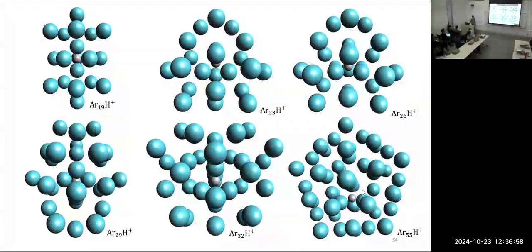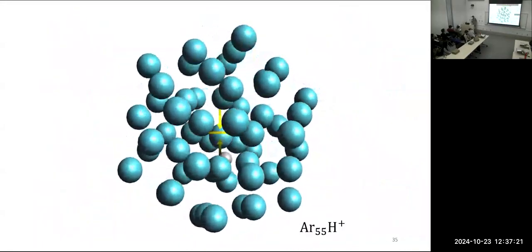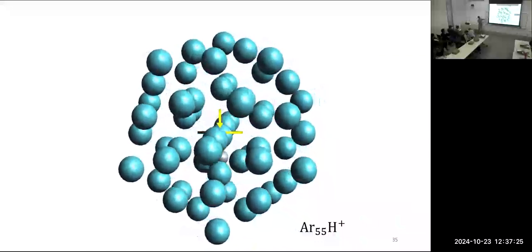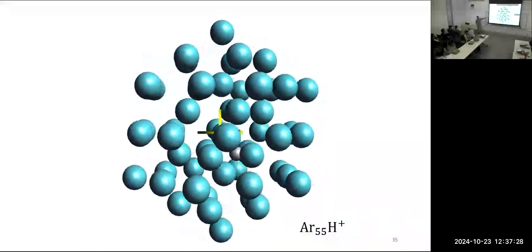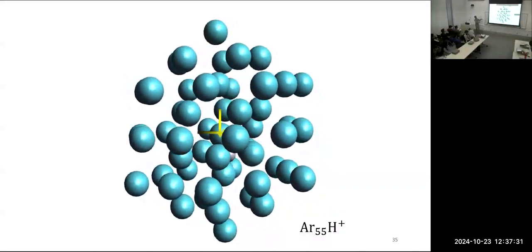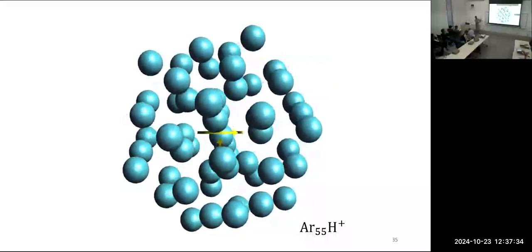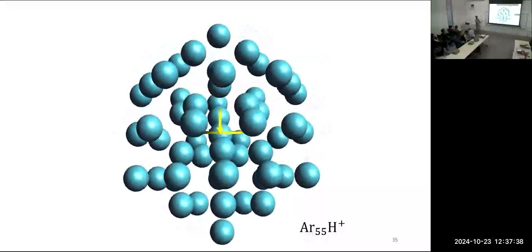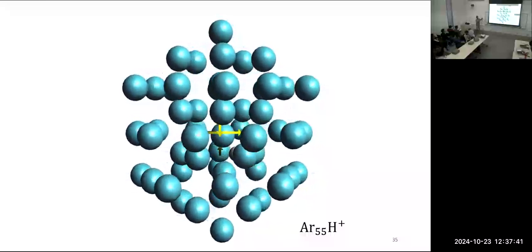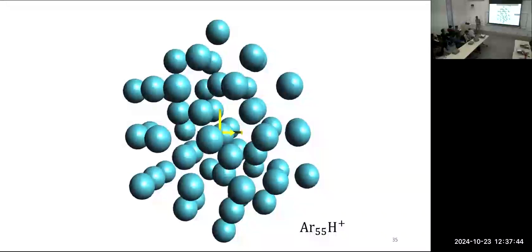The cluster on the bottom right is 55 atoms. In this cluster, the ion is not in the center. There's actually an atom in the center, and I'll show in more detail what this cluster looks like. Here it's rotating around the center of mass. One of the argon atoms is in the center, the ion is off to the side, and then you have an icosahedral shell: one atom surrounded by a shell of 12 argon atoms, surrounded by another icosahedral shell of 42 atoms.